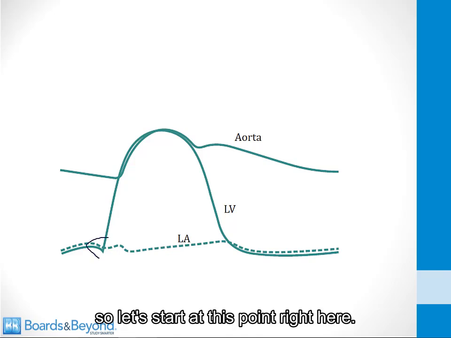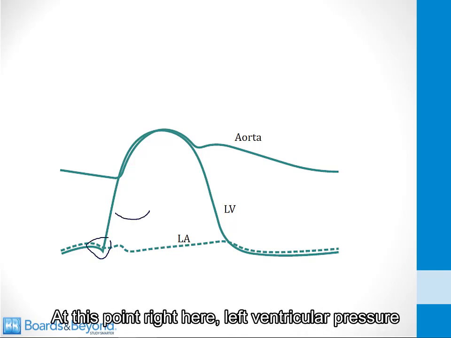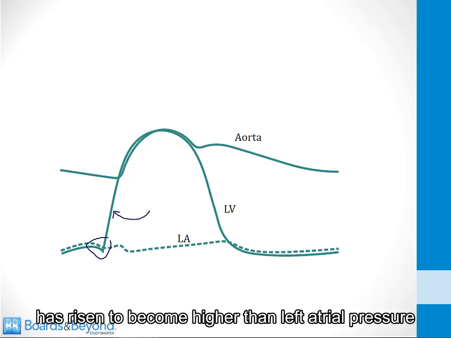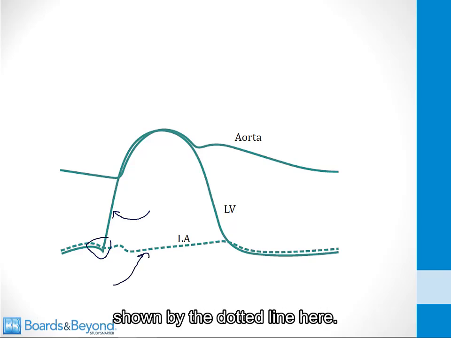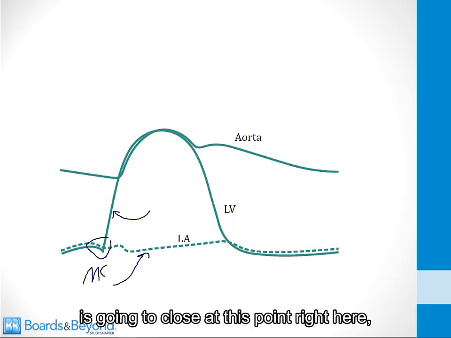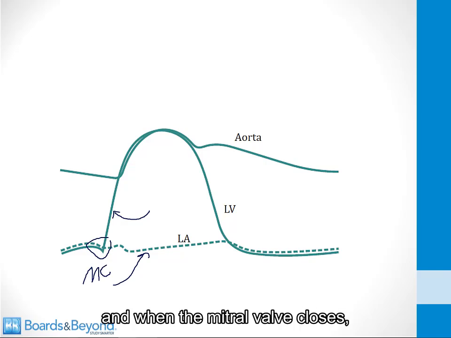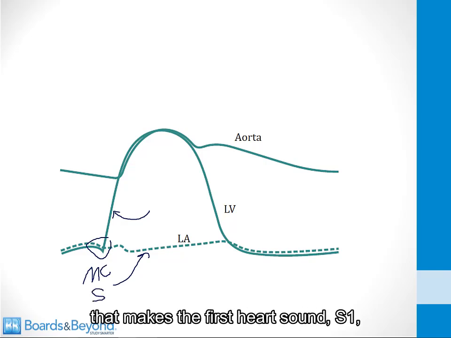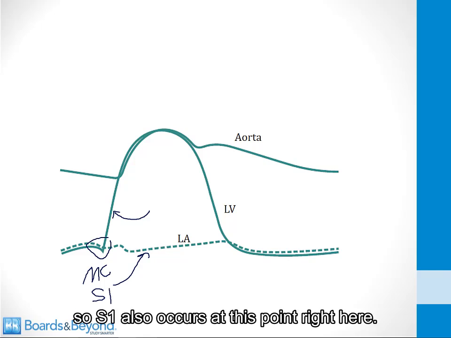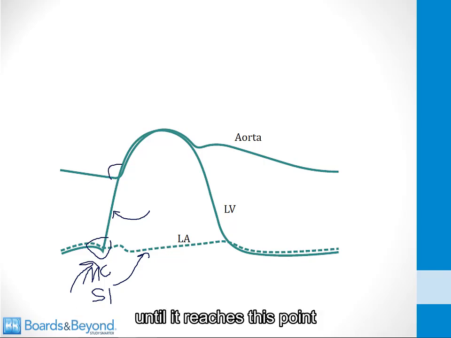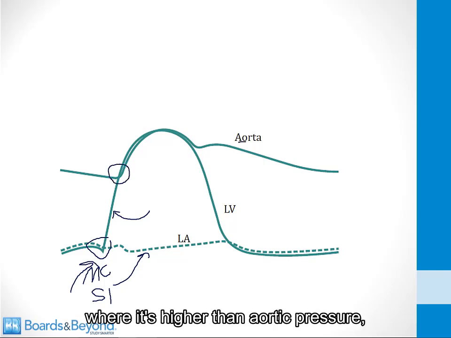So let's start at this point right here. At this point right here, left ventricular pressure has risen to become higher than left atrial pressure, shown by the dotted line here. That means that the mitral valve is going to close at this point right here. And when the mitral valve closes, that makes the first heart sound S1, so S1 also occurs at this point right here. We then have left ventricular pressure rising until it reaches this point where it's higher than aortic pressure.